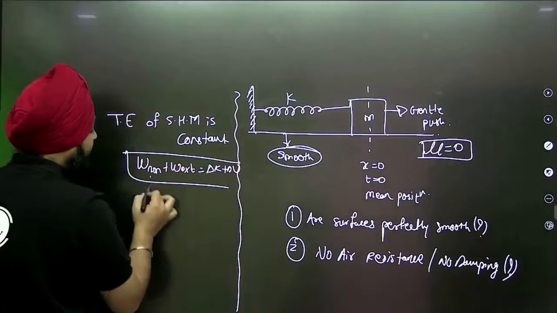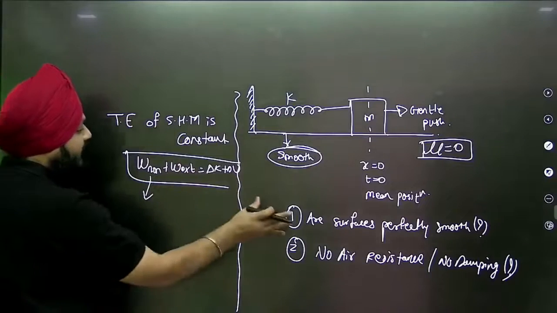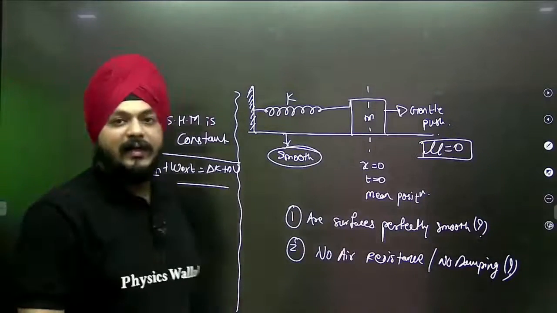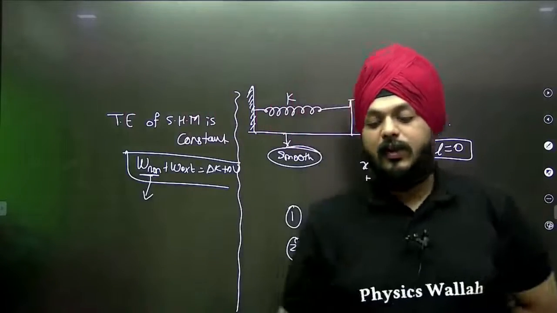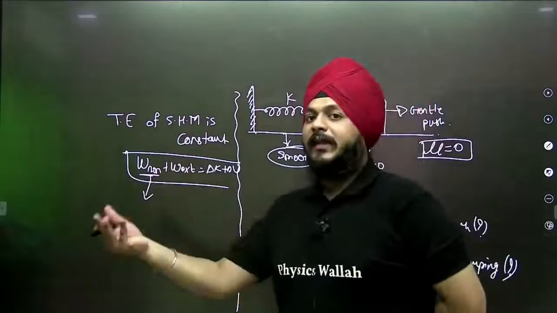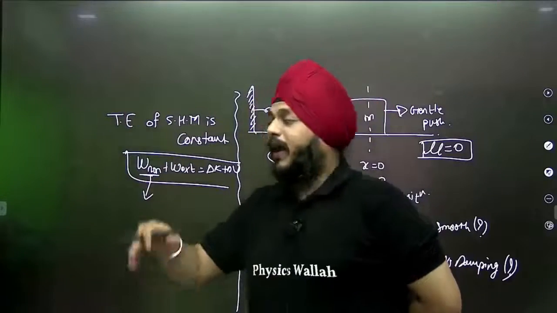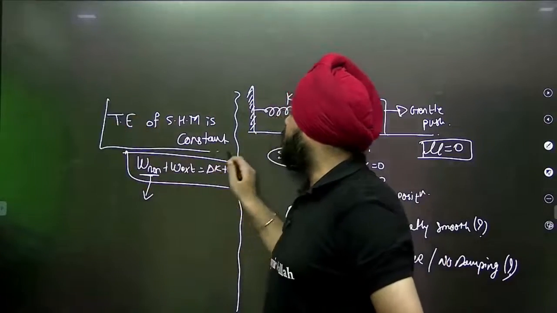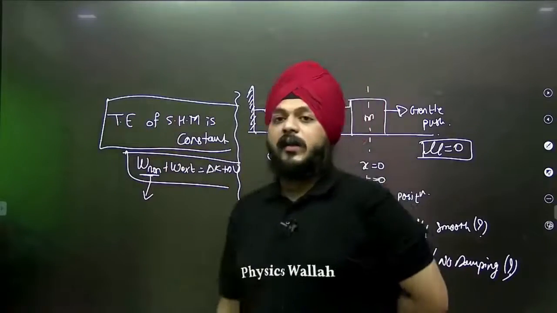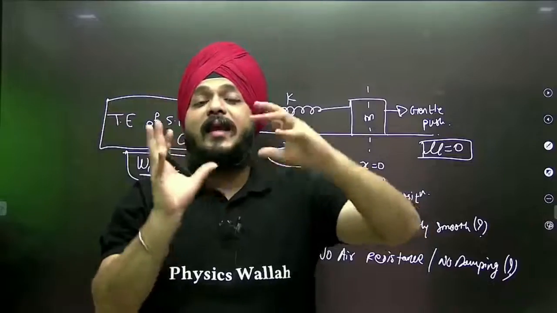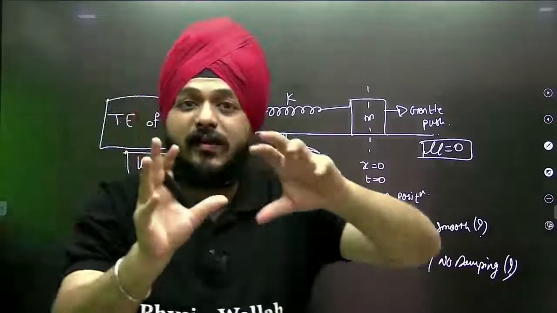Did we consider any work done by non-conservative forces? Generally, dissipative forces are considered non-conservative. Did we consider that? No, we considered it as 0. Did we consider any external agent? No. That's why the total energy of the SHM is conserved. It is constant at each and every point. But here, damping means there is the presence of an external force.